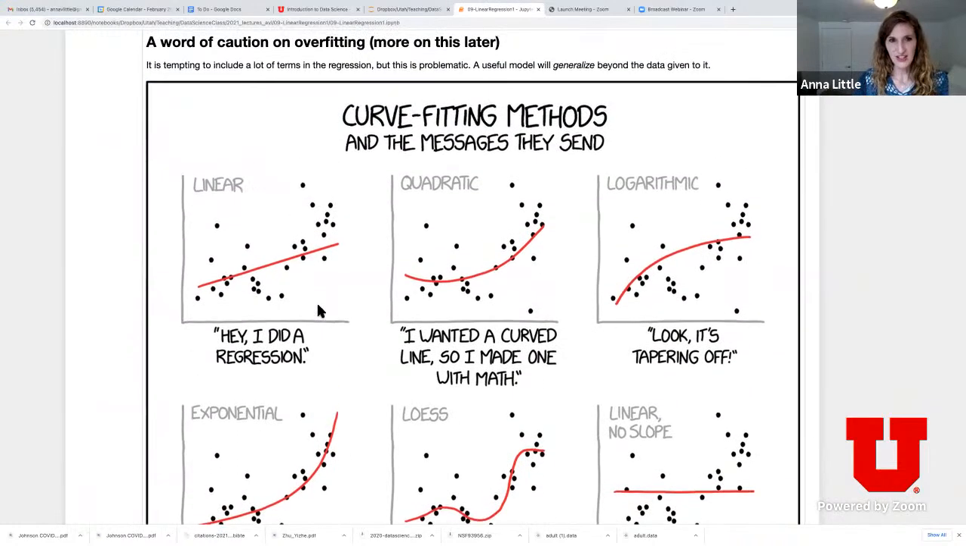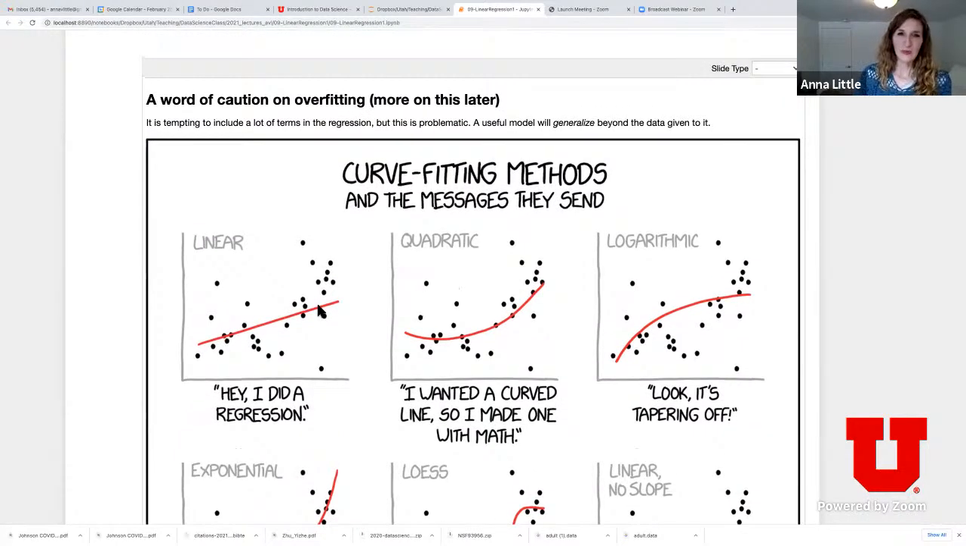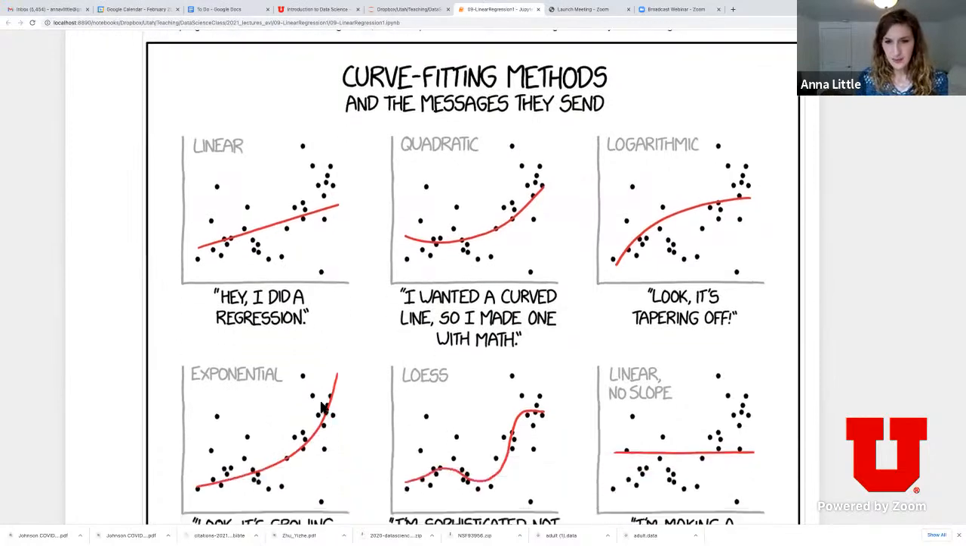And yes, so I'll let you look at the comic. One thing we'll talk about, and we'll talk about this more in the next lecture too, is we want to be careful about overfitting our data. We can always generate a better fit to a data set by including more independent variables. But it's important to find the simplest model that does a good job, because that will generalize better to new data that we haven't seen before. And we'll talk a lot about that next time.